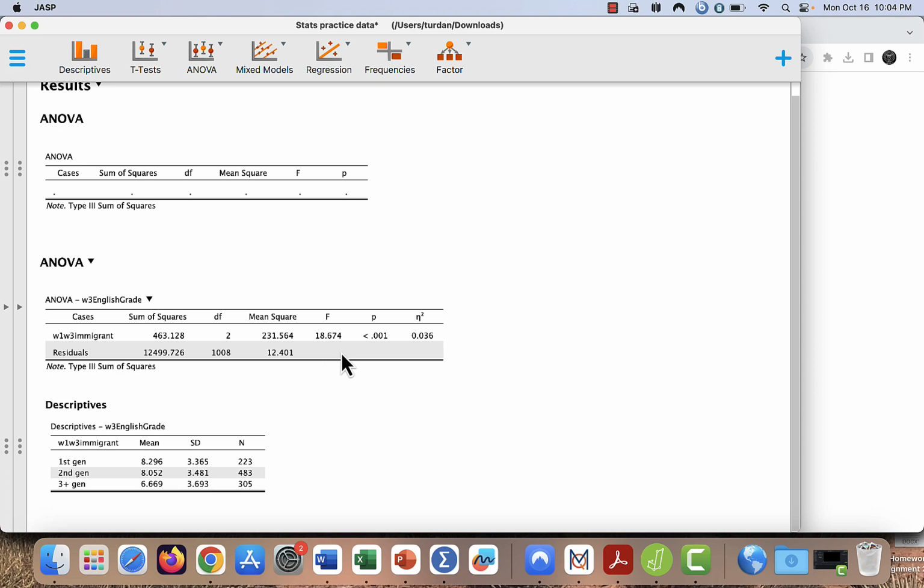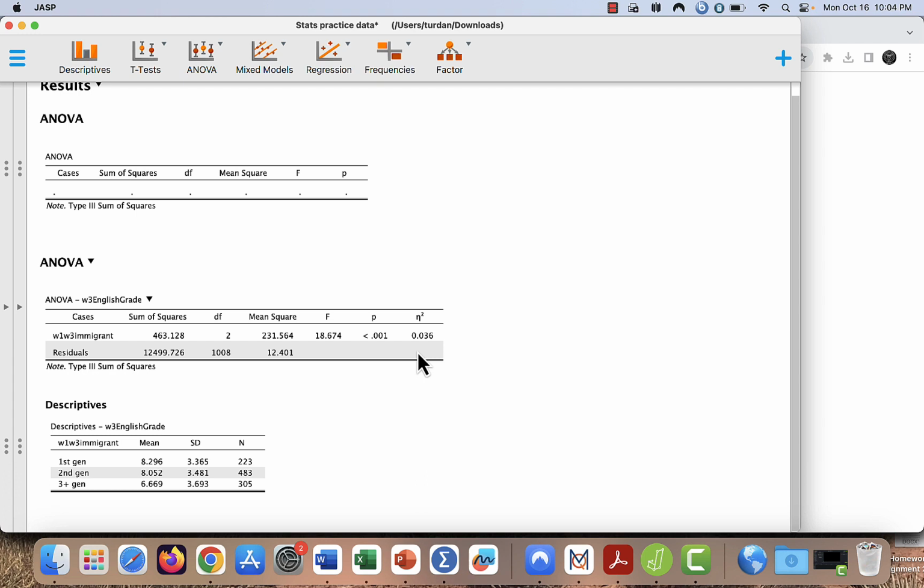Notice that this F value right there is produced by dividing the mean square between groups, which is this top number, divided by the mean square within groups, also known as the mean square error. And if you divide this top number by this bottom number, you get this F value, which is statistically significant.